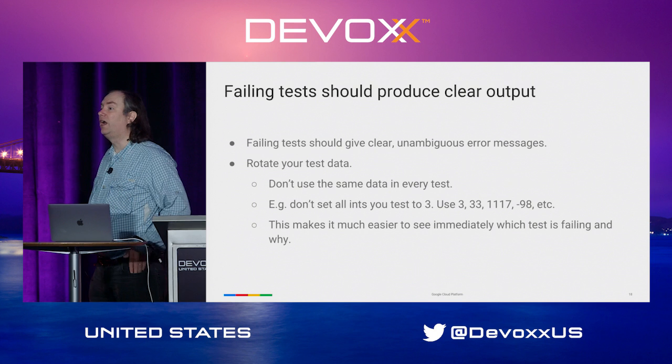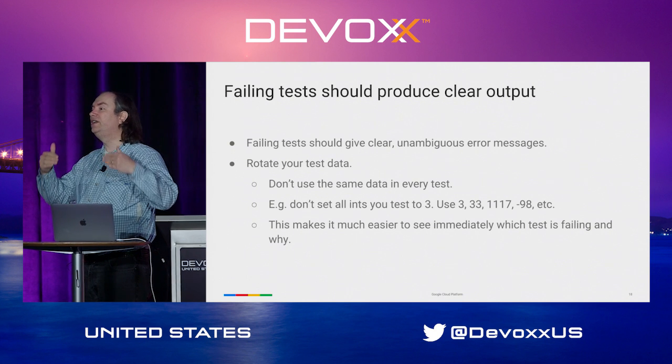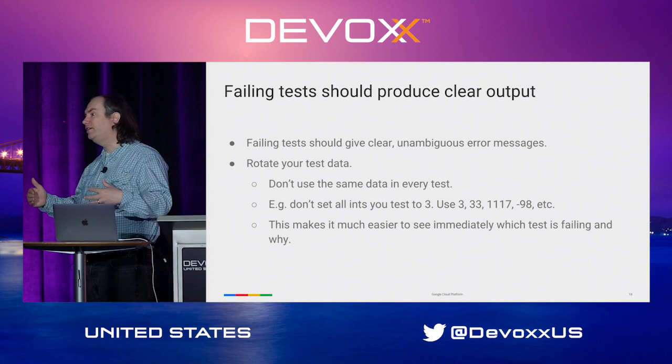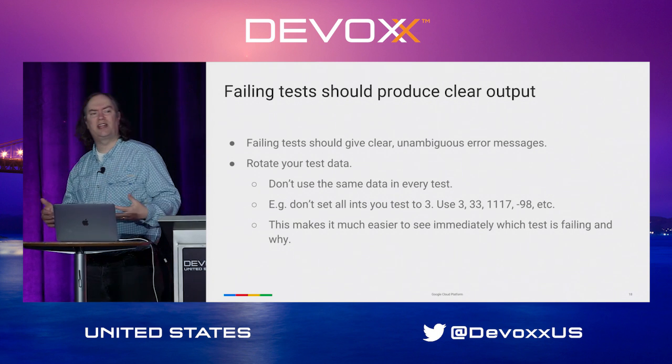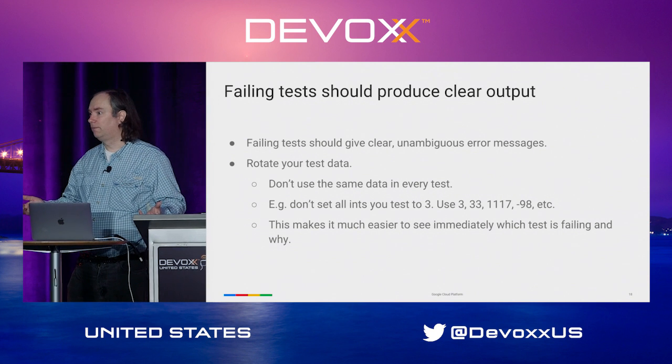So, clear, unambiguous error messages. You can help this by giving good assertion messages in your tests, maybe not to every assert method, but if something fails and you're not understanding it, make the assert method more descriptive.